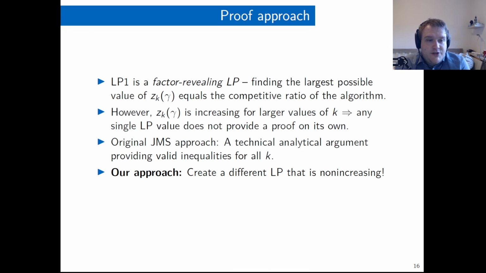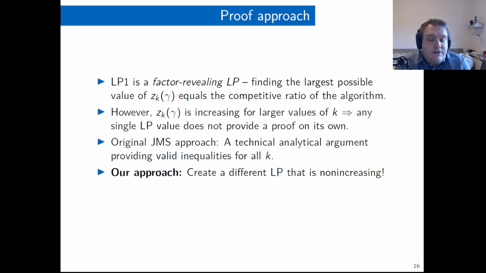So our proof approach is that we know that LP1 is a factor-revealing LP, right? And in principle, if we find the largest possible value of z_k gamma guaranteed over all choices of k and gamma, for a smart choice of gamma and for all choices of k, this equals the competitive ratio of the algorithm. However, you cannot really find this that easily because z_k gamma is increasing for larger values of k, meaning the more clients in this star there are, the worse the competitive ratio is, maybe only by a small amount, but still that means that solving one of these LPs is not enough.